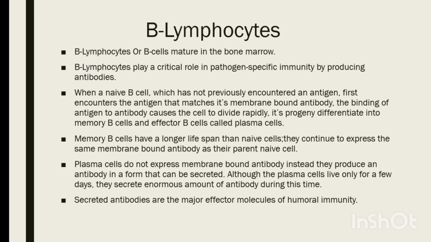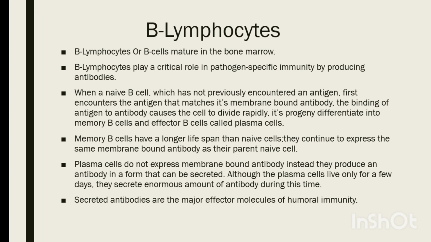So that is when a naive B cell, which has not encountered any antigen before, for the first time has its membrane-bound antibody match the antigen that entered into the body, the binding of the antigen and antibody occurs. This causes the cell to divide rapidly, producing progenies. And these progenies differentiate into two types of cells, memory B cells and plasma cells.